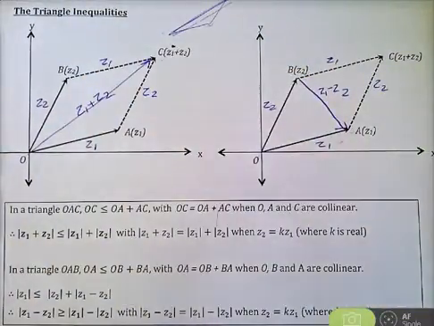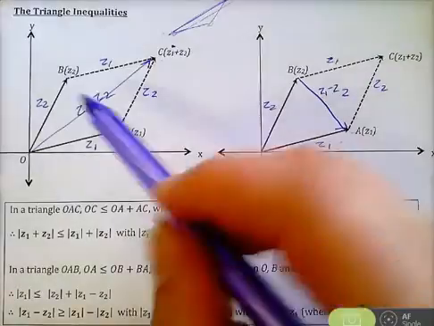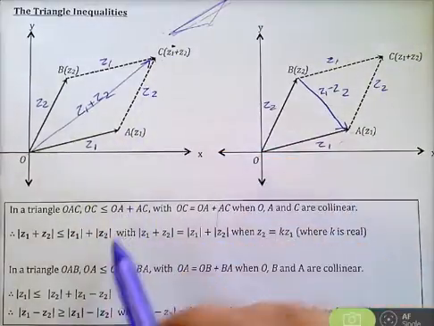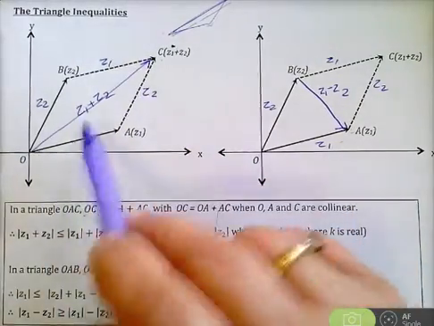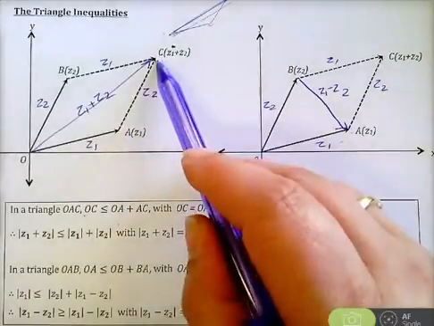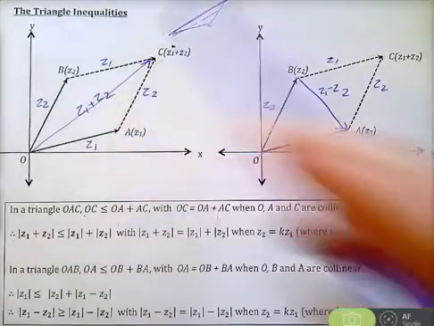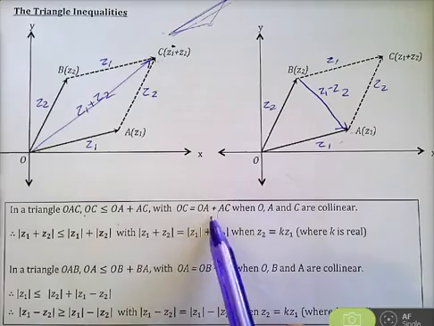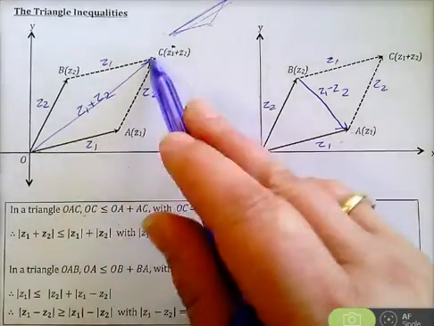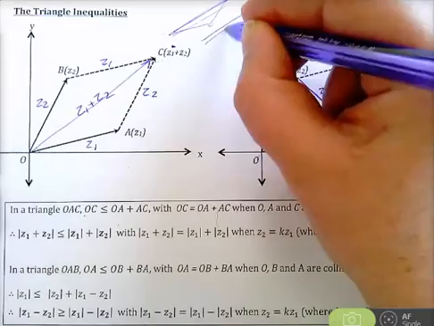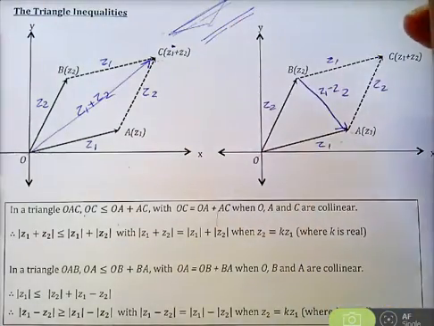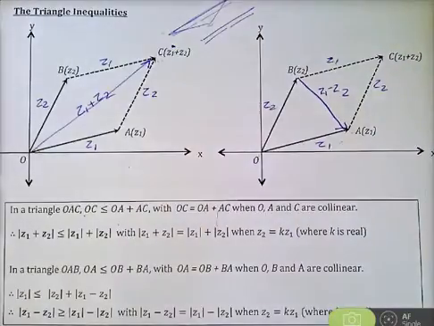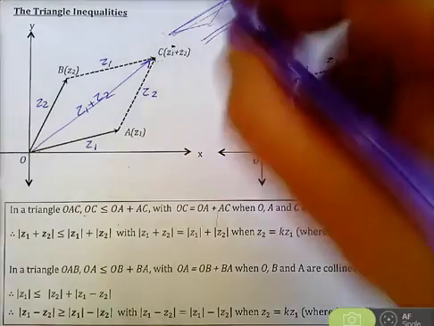Now, it says in a triangle OAC, the length of the longer side OC is always less than or equal to OA plus AC. We were just discussing that with numbers. But the length of OC will equal OA plus AC if O, A and C are collinear, or they lie on a straight line. In other words, if the triangle's no longer a triangle, if it's flat.